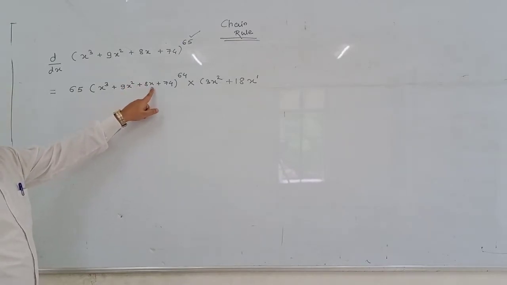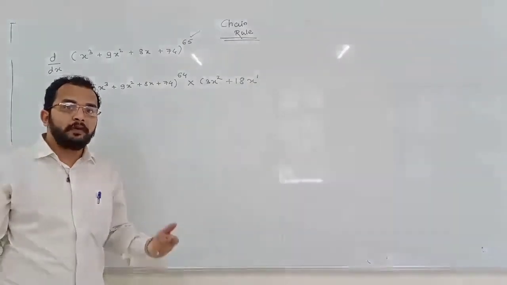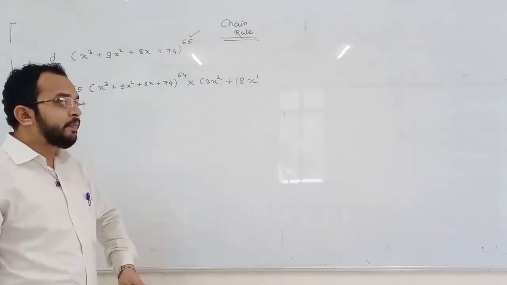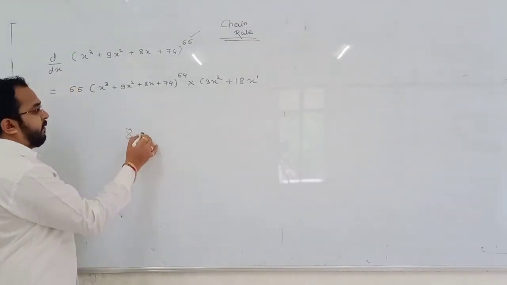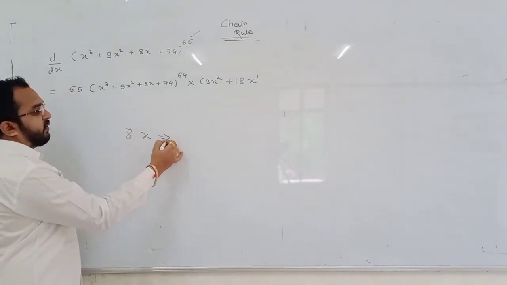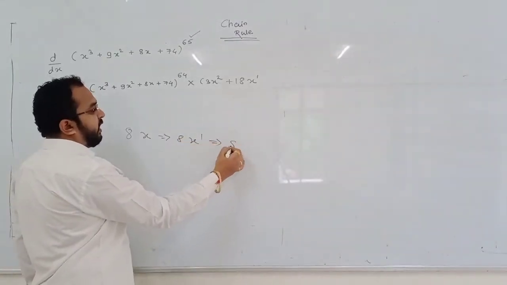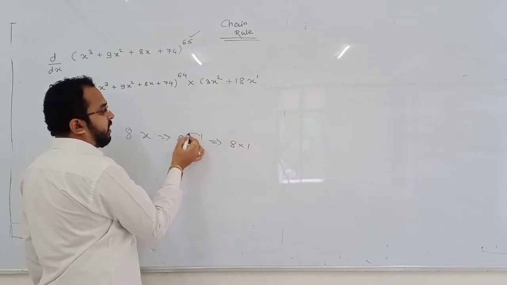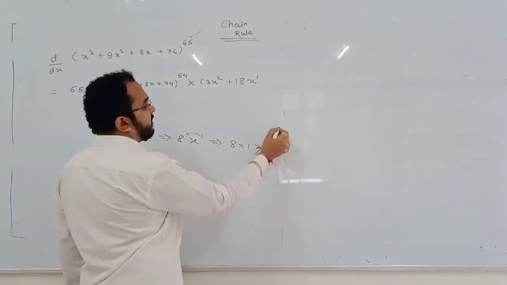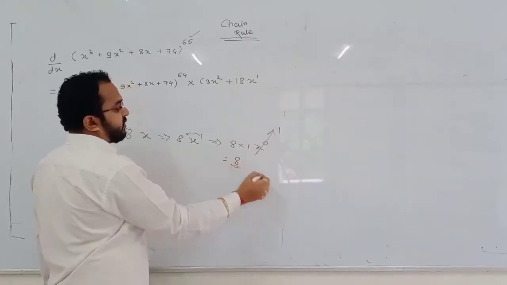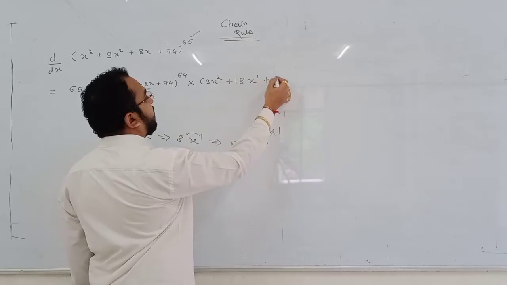Then 8x. What is the differentiation of ax? It is a. So differentiation of 8x will be 8. 8x means 8x to the power 1. While differentiating, 8 into 1, this 1 will come to the numerator and the power of x will become 0. Anything to the power 0 is 1, so the answer will be 8.